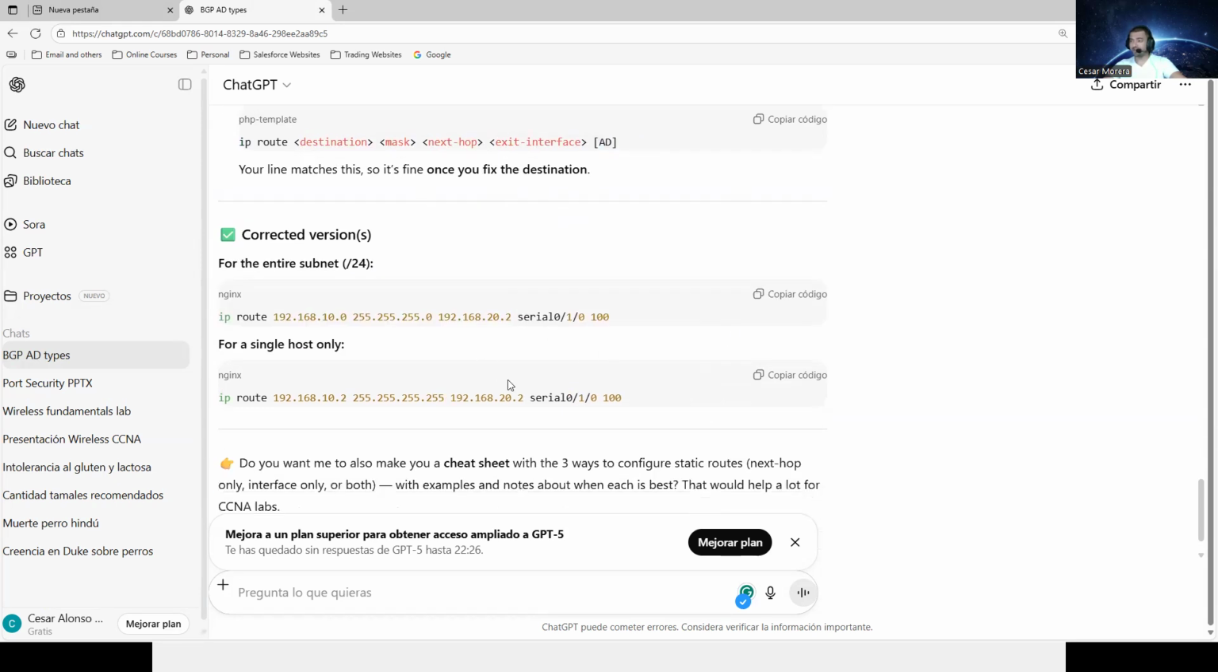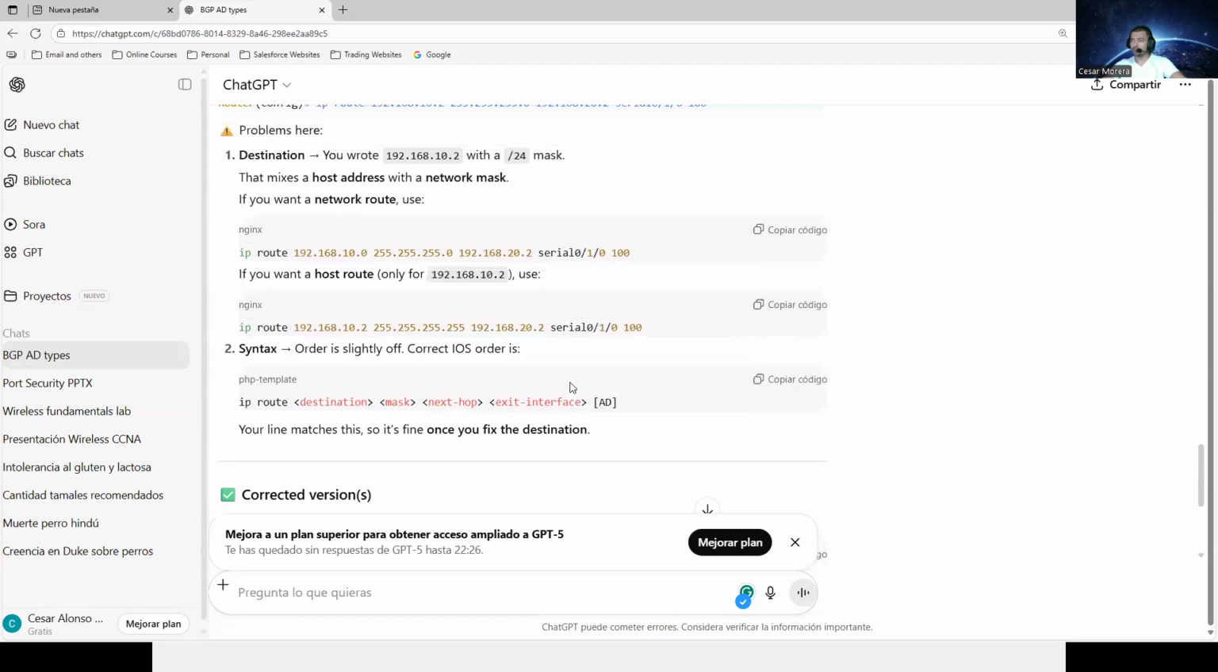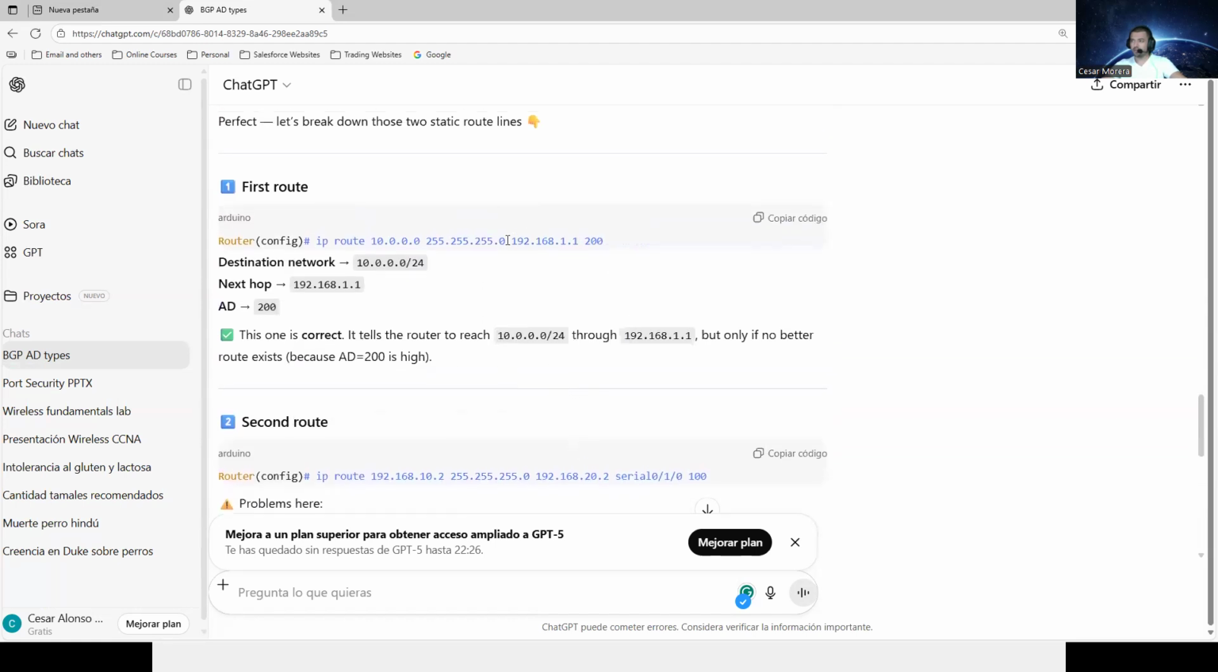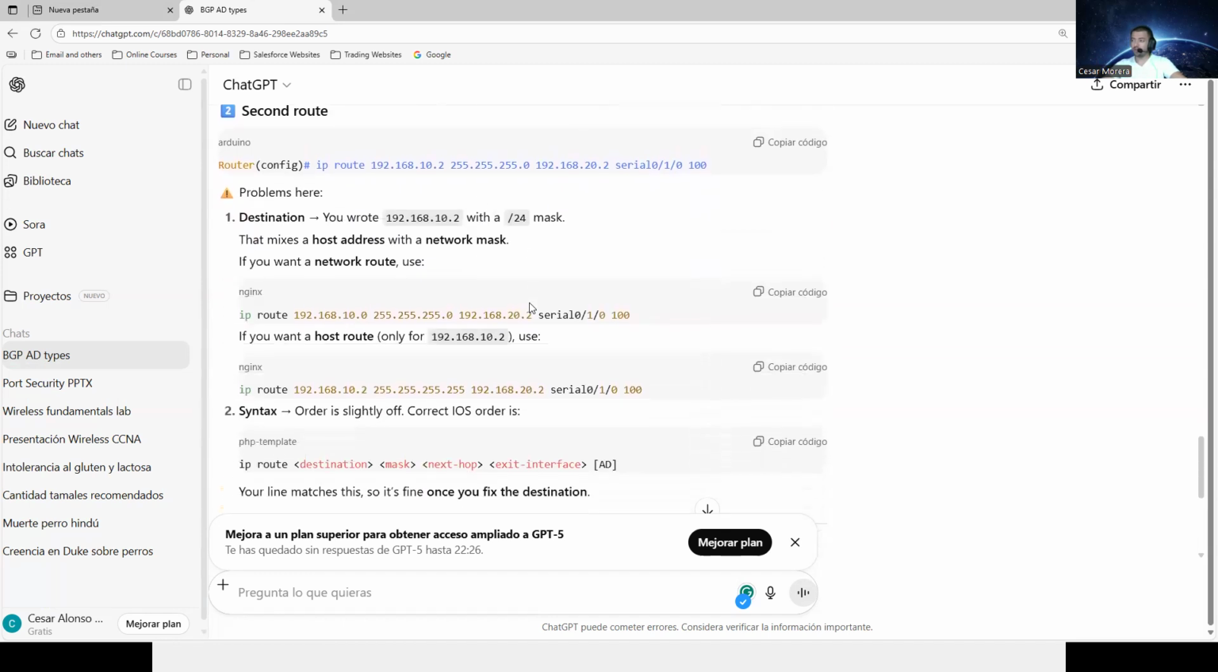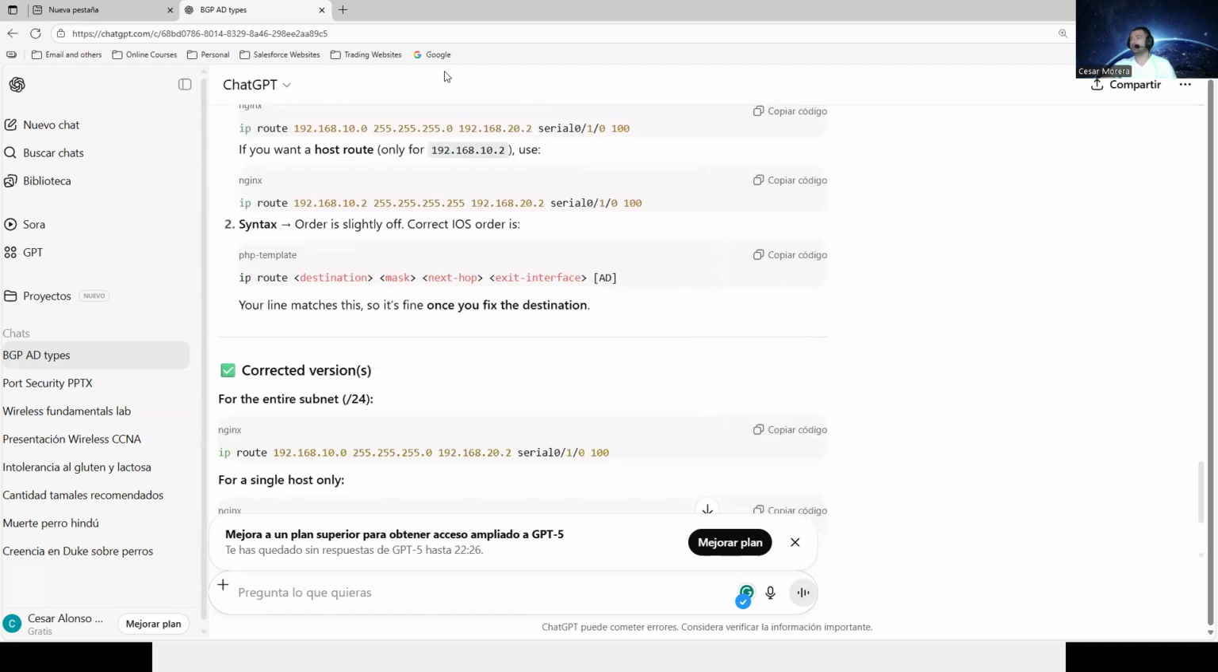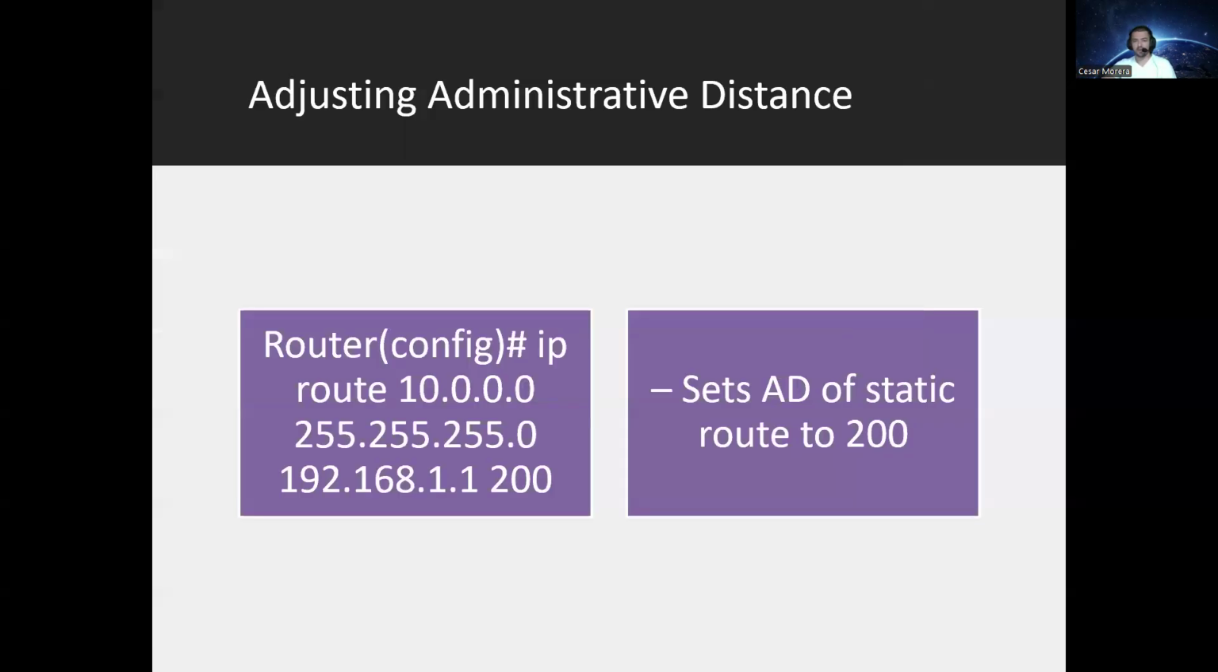Remembering that the correct version will be actually this one, only the host. We can use either choice. Either choice is fine, but we can use the entire network or a specific single host. So those are the ways to do it. First, we have the option with only the administrative distance and the specific IP addresses, and then the one with the serial interface. So that's what I want to share with you guys. Let's continue moving forward with this presentation.